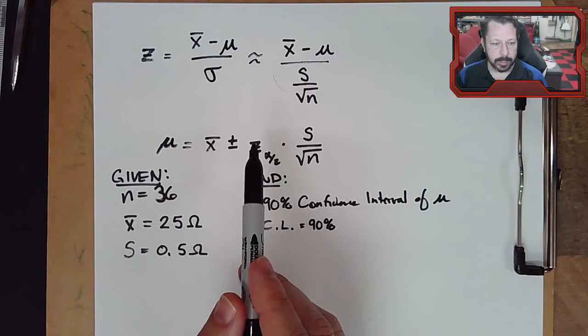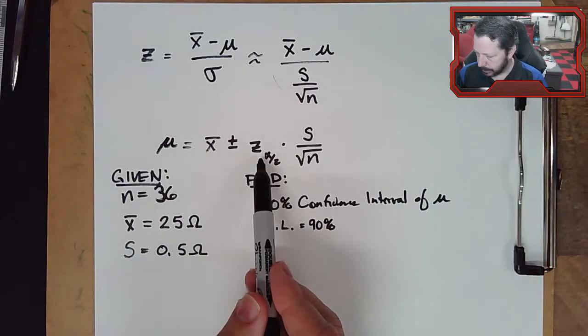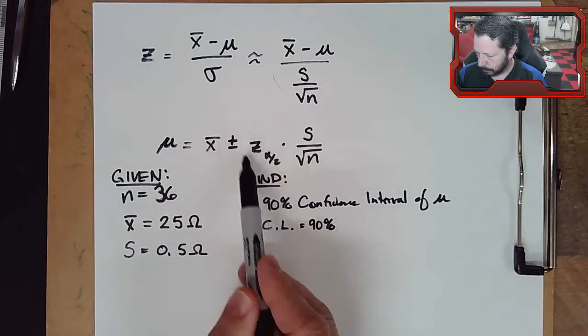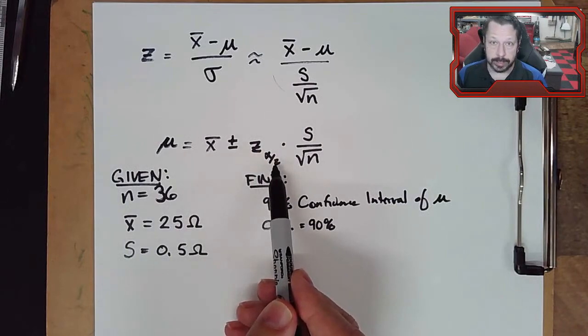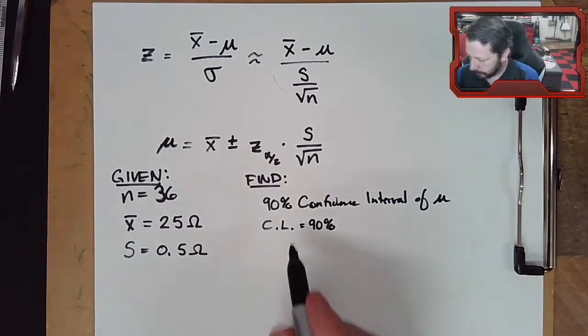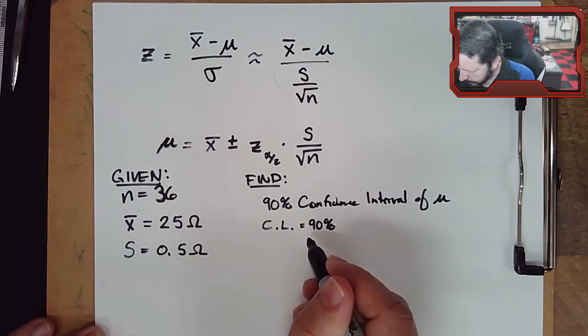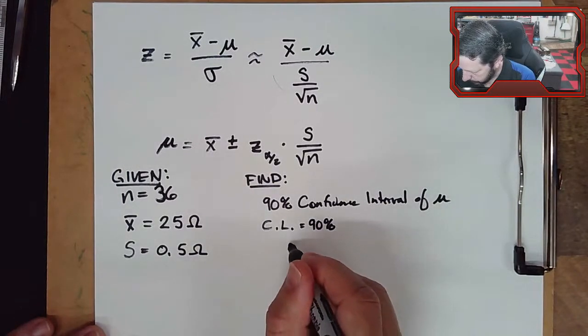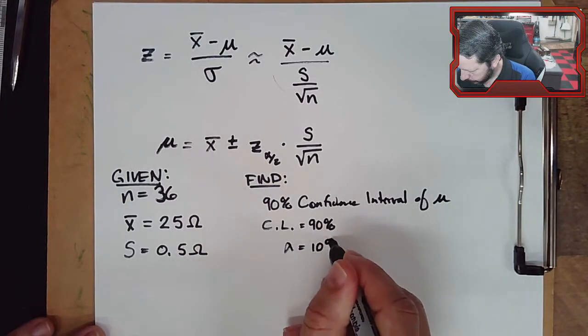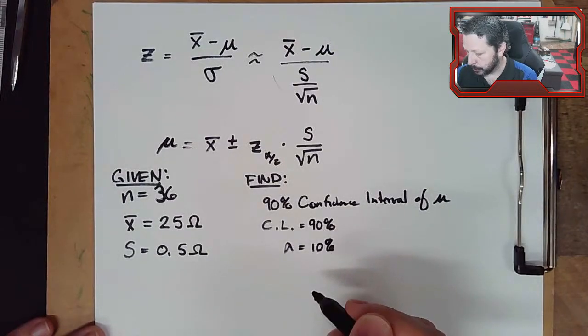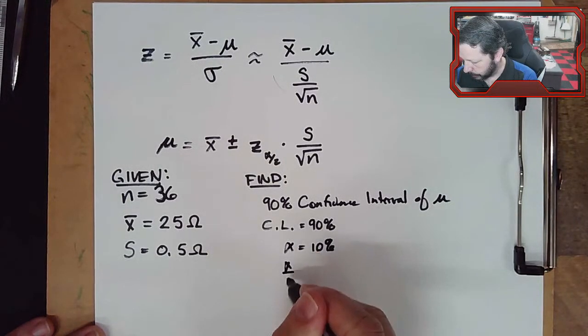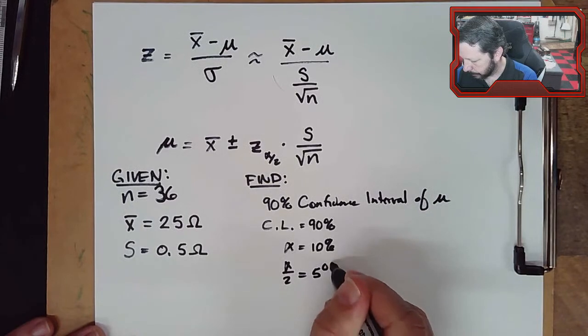But first, we need a value to put in for Z alpha. Z alpha over 2, actually. So remember, alpha is going to be 10%, because these two add to 100%. And then alpha over 2 obviously will be 5%.